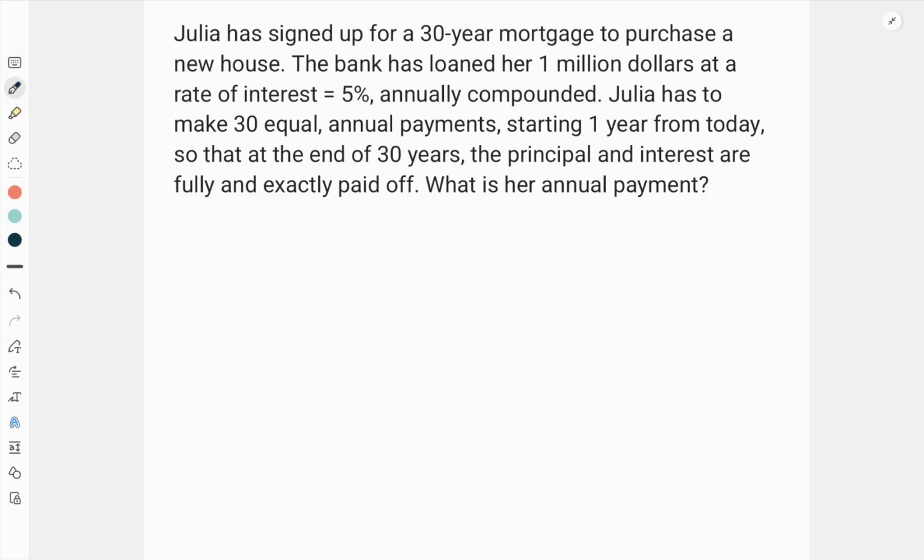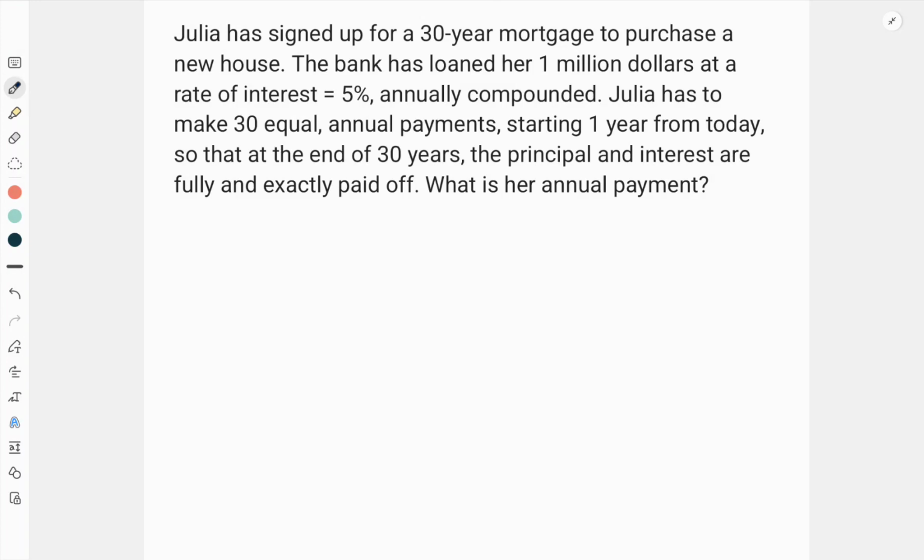So her principal remaining at the end of 1 year would be 1 million plus 50,000 minus 60,000, that is the payment she has made. So it's about 990,000. Looks a little small, but that's how it usually works for these long term mortgages: for the first few years you are paying mostly interest, and very little of the principal comes off. And then later, closer to the end of your term, most of the payment goes towards the principal and very little goes towards the interest.